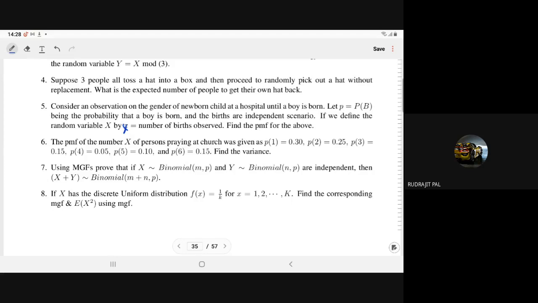Now in the sixth question, the PMF of the number X of persons praying at the church was given as P1 is equal to 0.3, P2 is equal to 0.25, P3 is equal to 0.15, P4 is equal to 0.05, P5 is equal to 0.10, P6 is equal to 0.15. Find the variance.